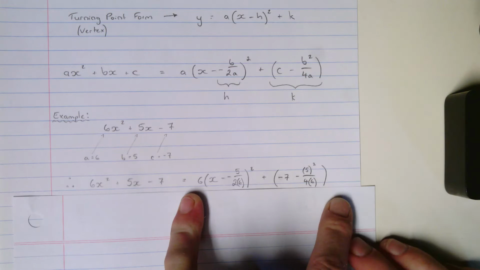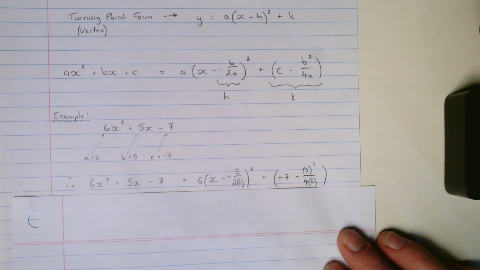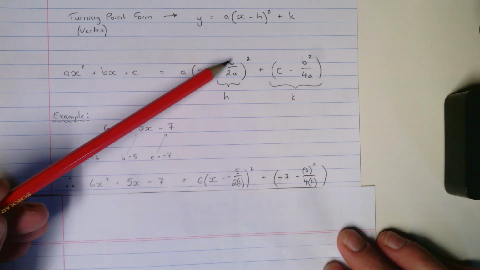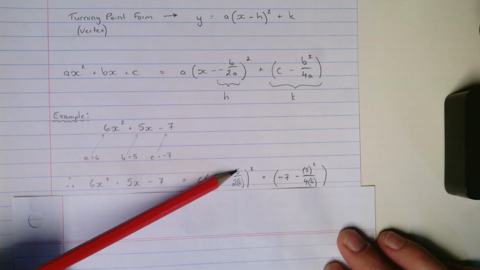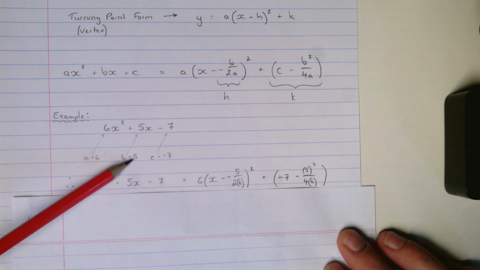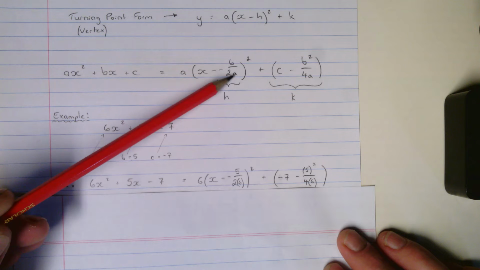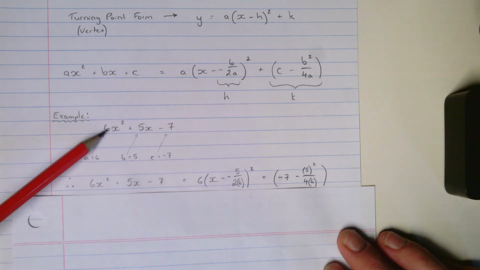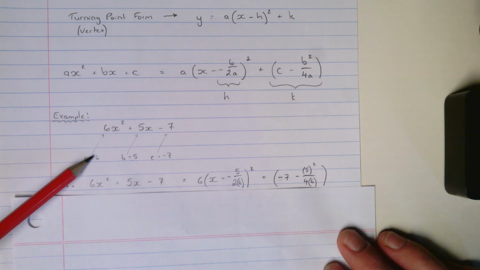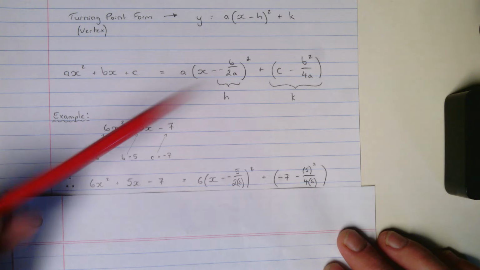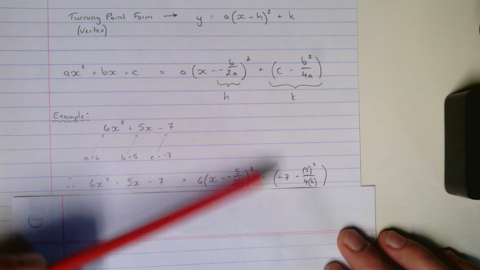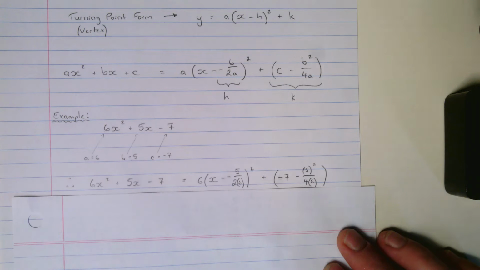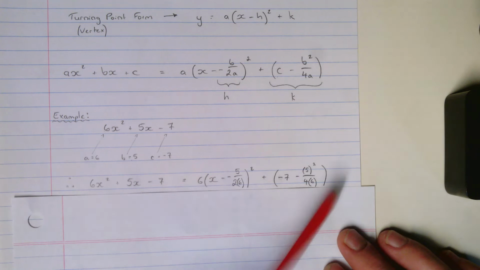So you can see where I've got my value for B. I've substituted in a value of 5 here. The value of A is 6, which is our A value. So you can see I've just put in B is 5, A is 6, and C is negative 7, and I've substituted all those values in, and you get this nasty looking equation here.